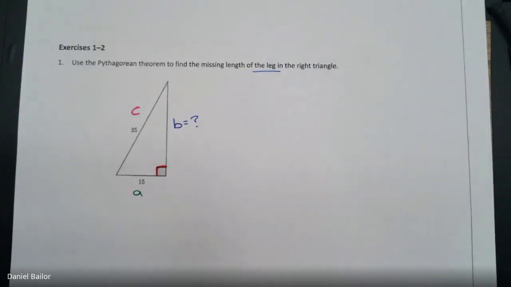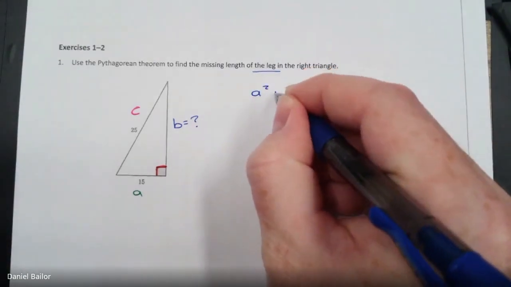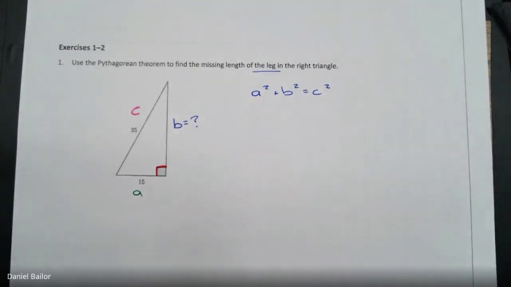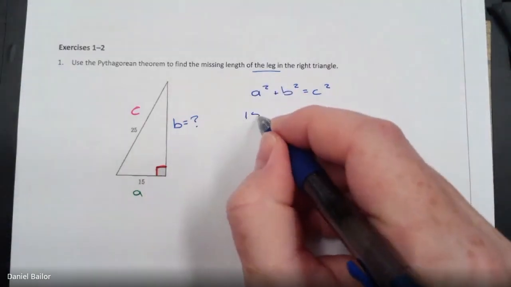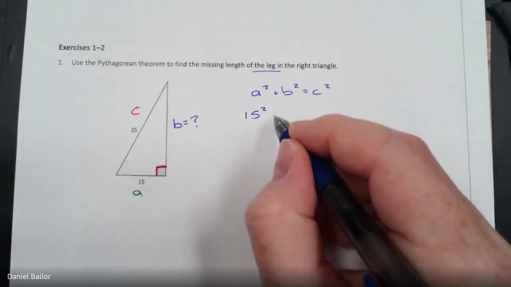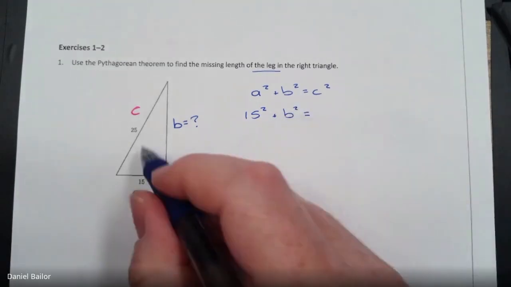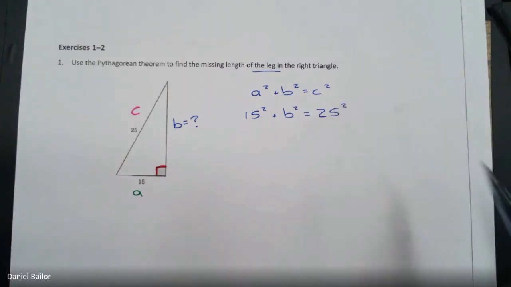Let's use the Pythagorean theorem. So the Pythagorean theorem is a squared plus b squared equals c squared. And now let's substitute. A this time is 15, so we get 15 squared. B is unknown, so we just leave it B. And C is 25 squared.